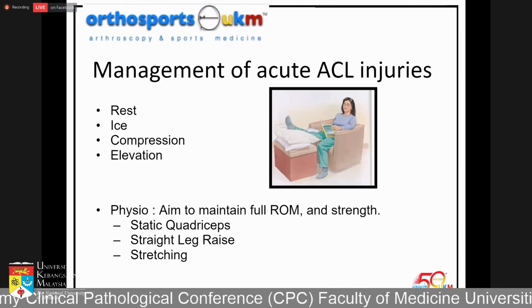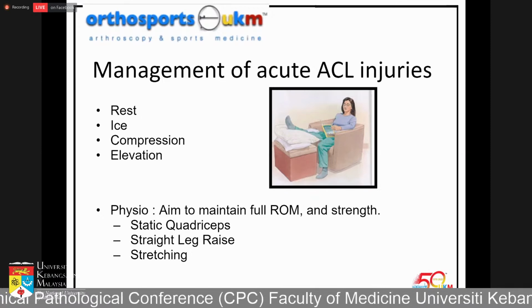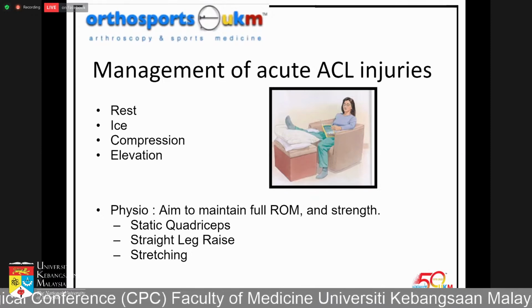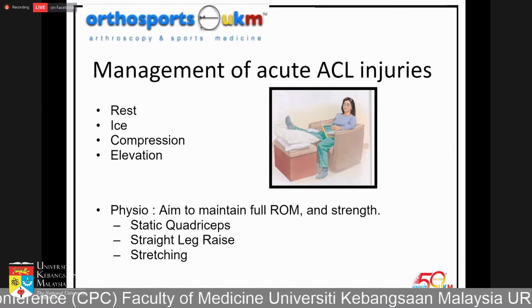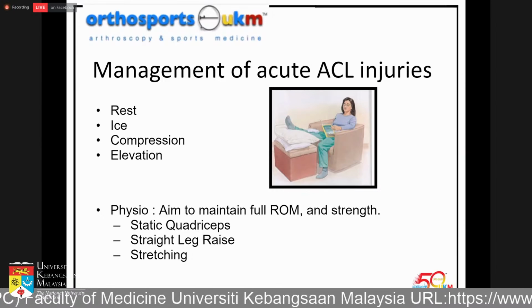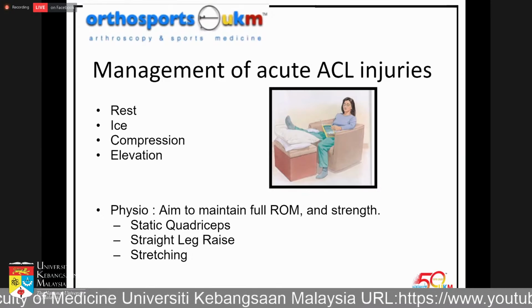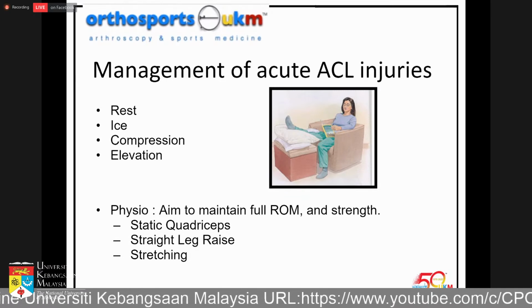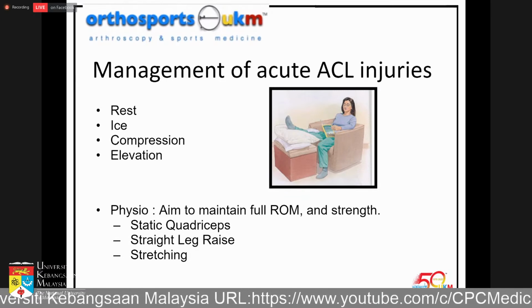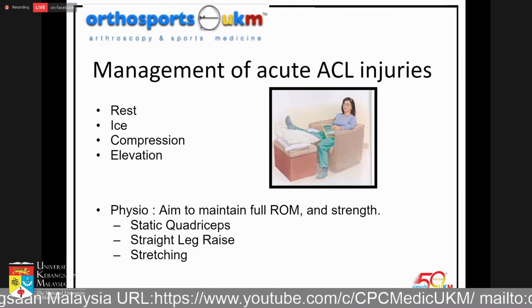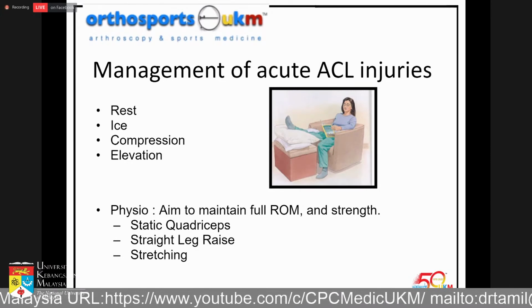The aim of physiotherapy in the acute setting is to maintain the full range of motion of the affected knee and to maintain the strength of the quadriceps muscles. So these three are the exercises that we can do during the acute setting of ACL injury. Number one is static quadriceps exercise, straight leg raise exercise, and stretching. The explanation for these exercises I will present again at the end of my slides.